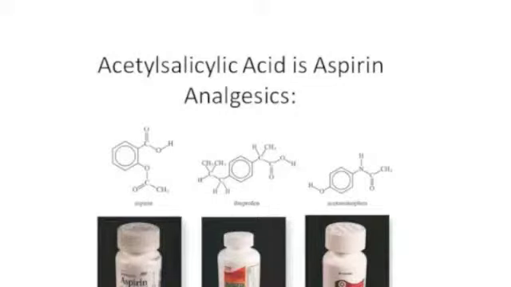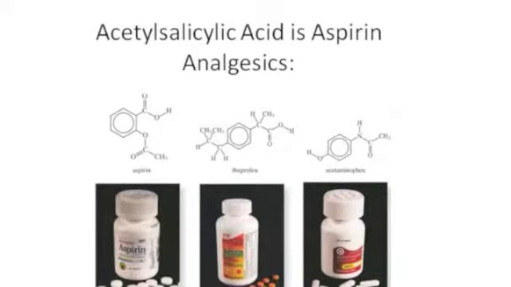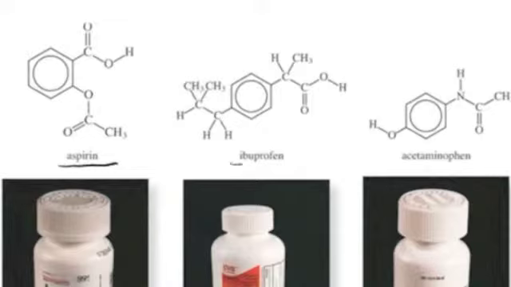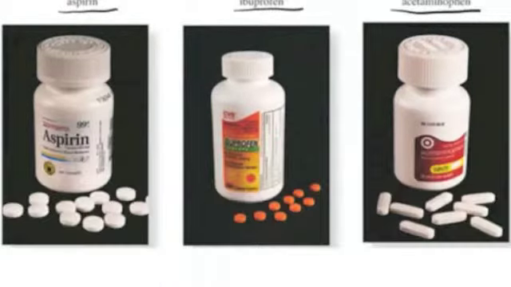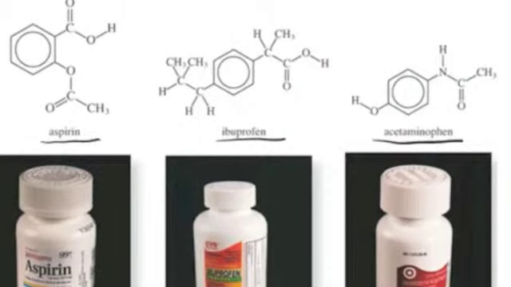As it turns out, acetylsalicylic acid is aspirin. And aspirin is one of a class of compounds called analgesics. And analgesics are drugs that relieve pain. And so if you look here at the three most common analgesics, we have aspirin, ibuprofen, and acetaminophen. These three drugs are the most common drugs sold over the counter as an analgesic.